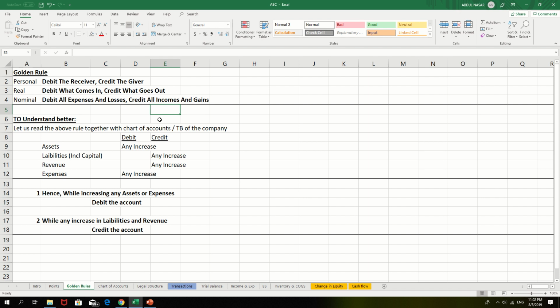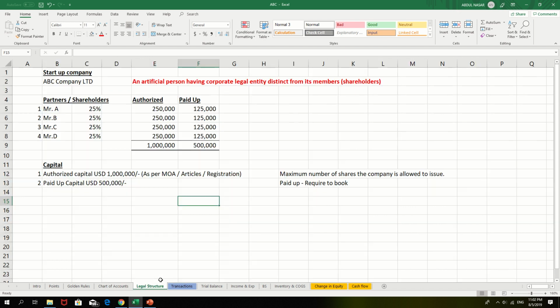Now for that, I'm going to explain another legal structure. Legal structure means we are going to open a new company called ABC Company Limited. It's a startup company. We are just starting the books and accounts of this company. Now for accounting purposes, a company is defined as an artificial person having corporate legal entity distinct from its members or shareholders. This is the defined term in our textbooks. Now, what does that mean?